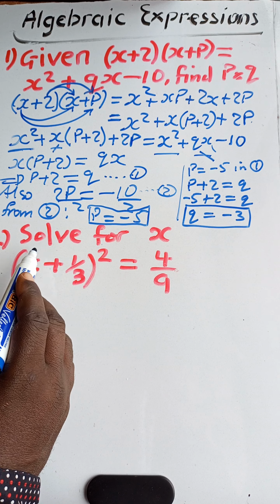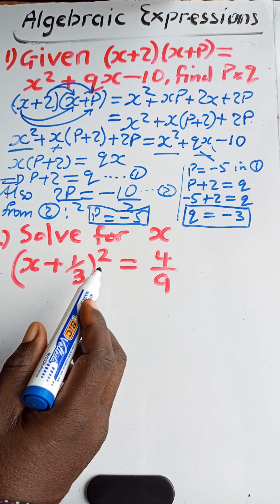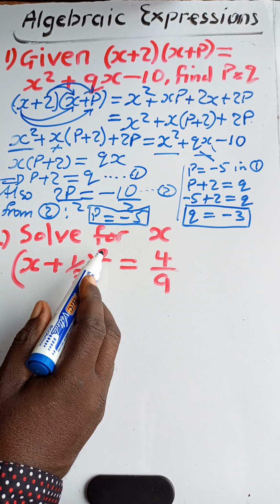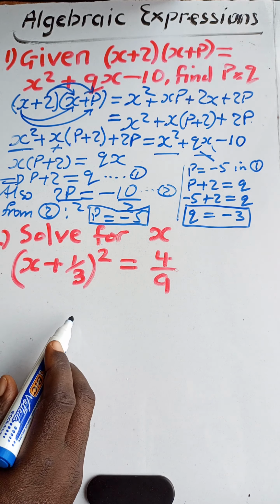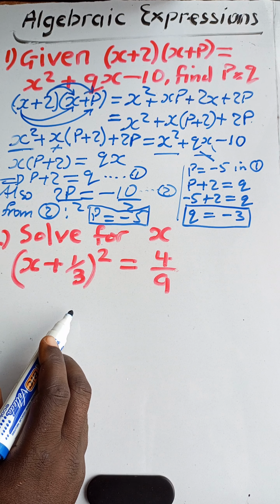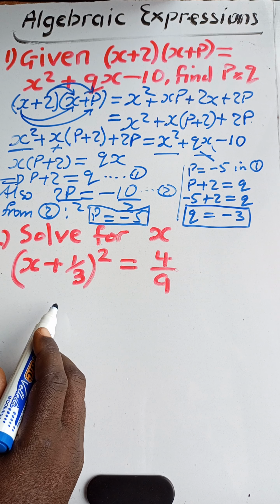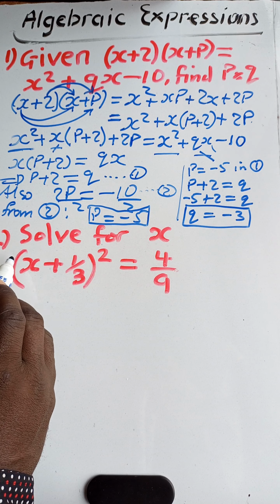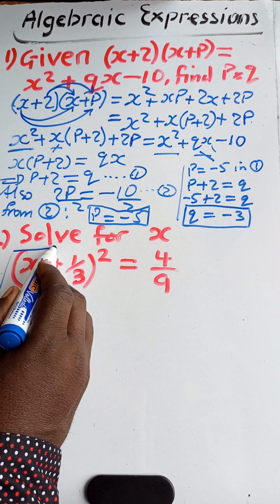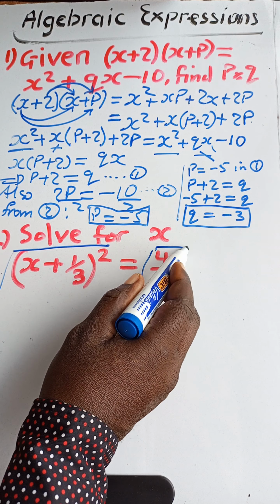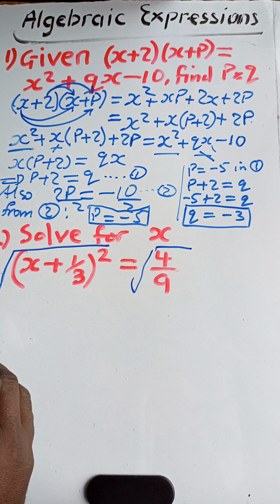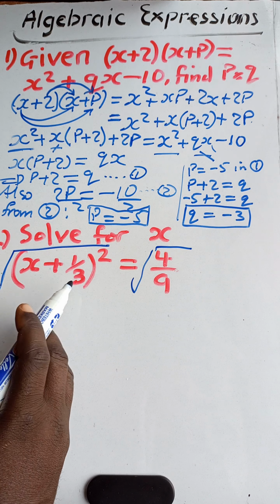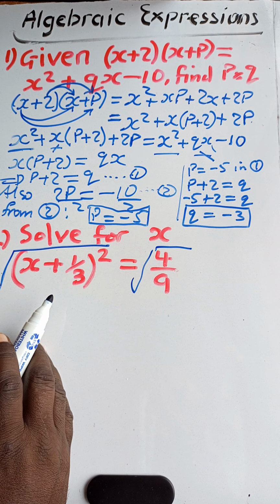We now go to the second question. Here we're asked to solve for x, given that x plus 1/3, all squared, is equal to 4 over 9. Now the temptation here is for someone to take the square root of both sides. If we take the square root of both sides, then we are going to end up destroying one of the solutions. This is going to give us just one of the solutions.